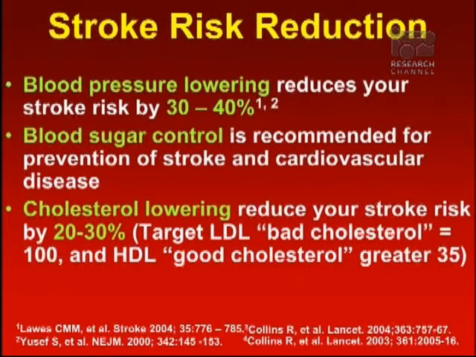In fact, blood pressure lowering reduces your stroke risk by about 30 to 40%. Blood sugar control is recommended for prevention of stroke and cardiovascular disease. And cholesterol lowering reduces your stroke risk by about 20 to 30%. And your target LDL, that's the bad cholesterol, should be approximately 100. And the HDL, your good cholesterol, should be above 35.